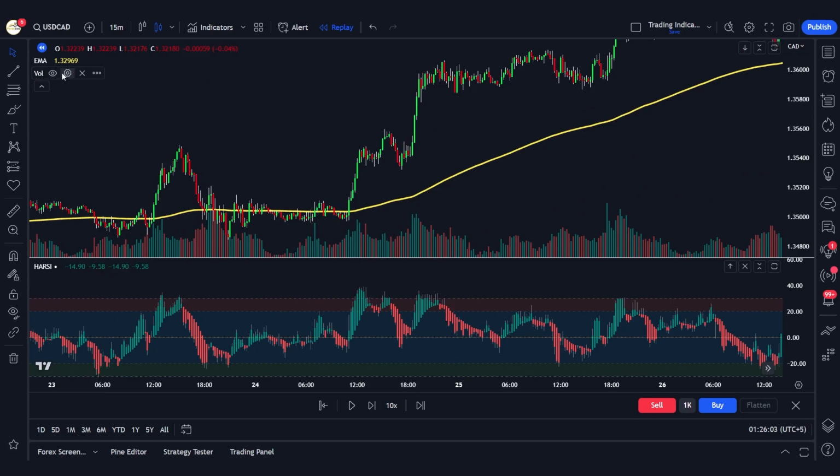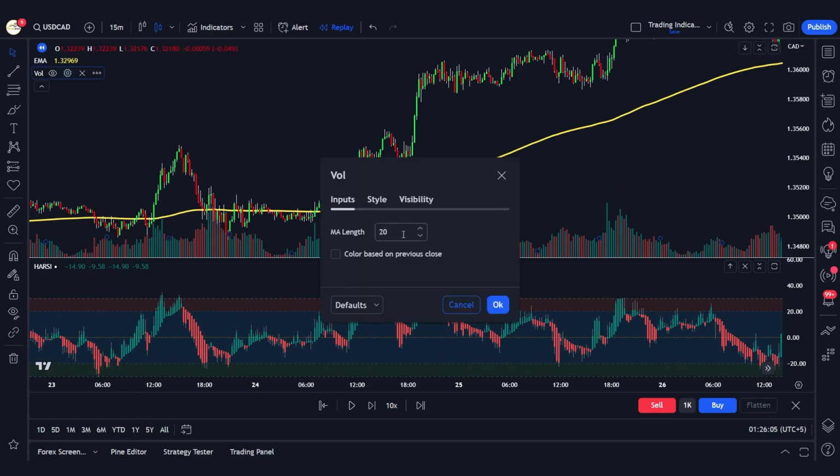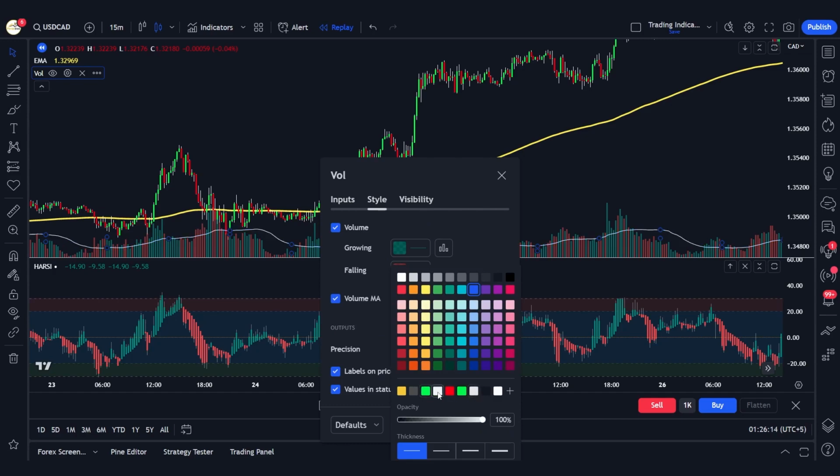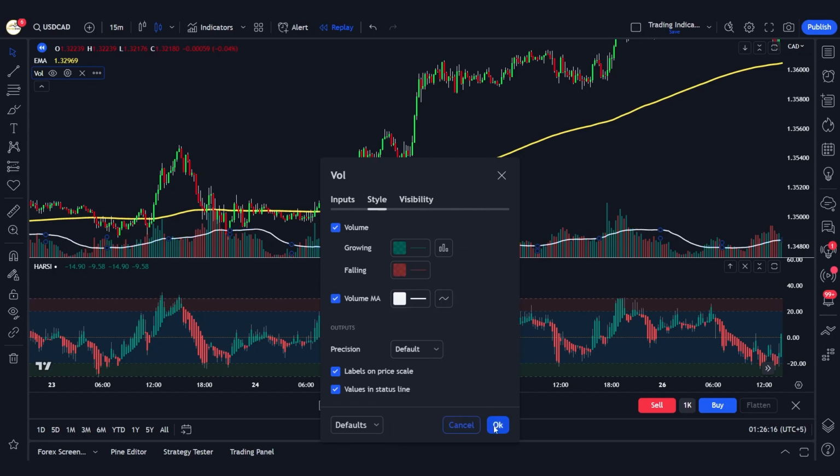And now let's go ahead and change the settings of this volume indicator, and we want to increase this MA length from 20 to 30, and also we want to display this exponential moving average onto the chart, and we're going to change its color and increase its line thickness as well.